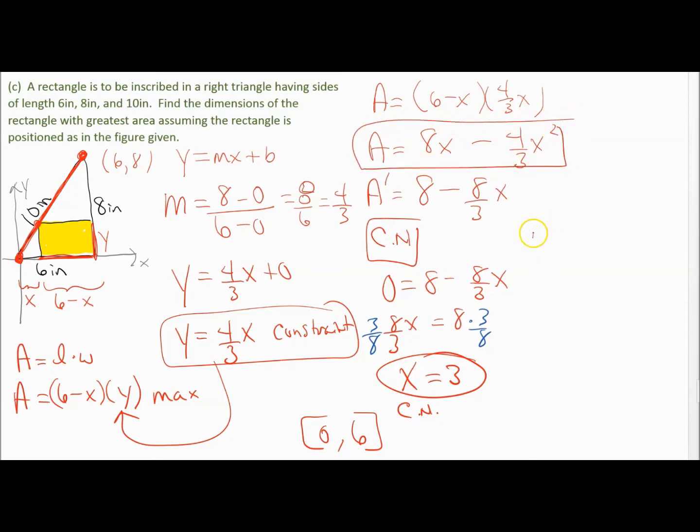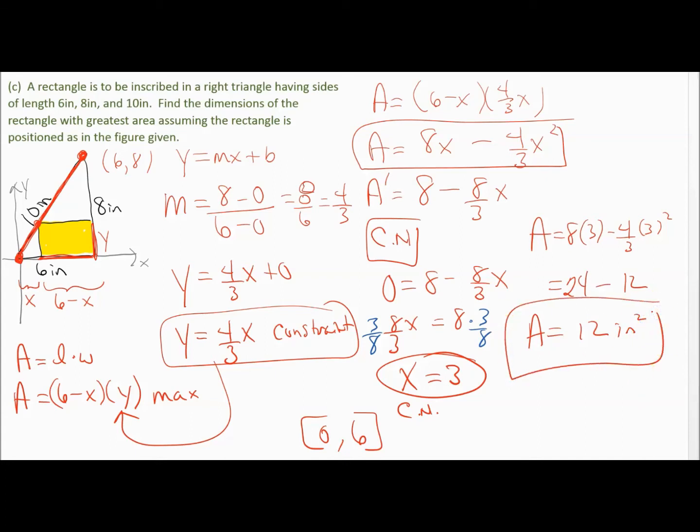So we have area equals 8 times 3 minus 4/3 times 3 squared. So it's going to be 24 minus, now one of 3's cancels with one of those, minus 12. So basically our area is 12. We're talking inches, so that is inches squared. Now, what did it ask? It said find the dimensions of the rectangle. Well, we got the x value is 3.